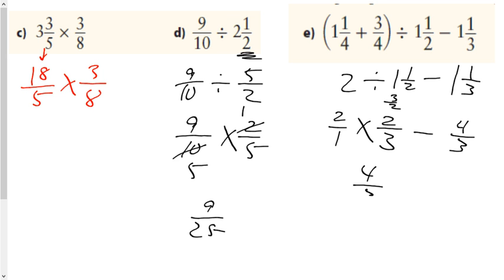This is going to be 4/3. Take away 4/3, which is a beautiful number. It is the number 0. 4/3 take away 4/3 is 0, and that's your answer to E.